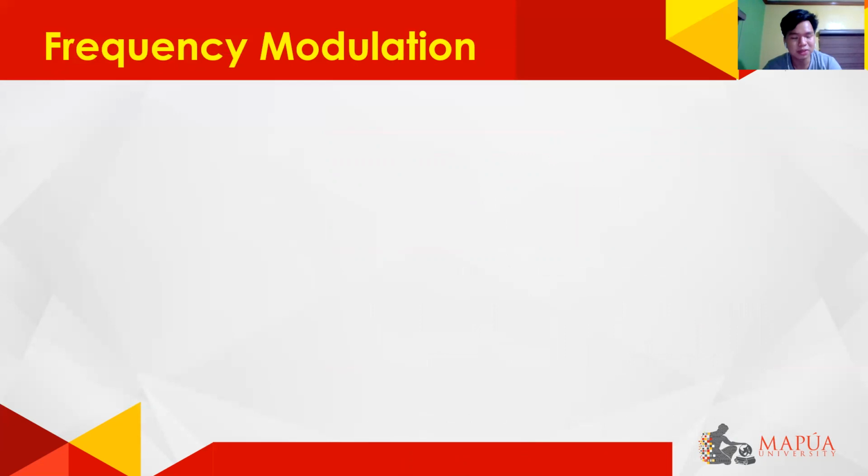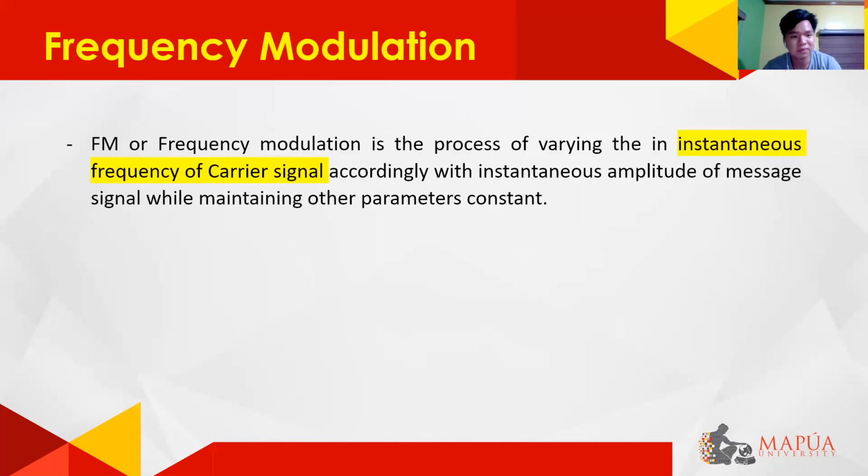Okay, so we will now be proceeding to frequency modulation. This will be the topic of our discussion in this video. Frequency modulation, or FM, is a process of varying the instantaneous frequency of a carrier signal according to the instantaneous amplitude of the message while maintaining other parameters constant.